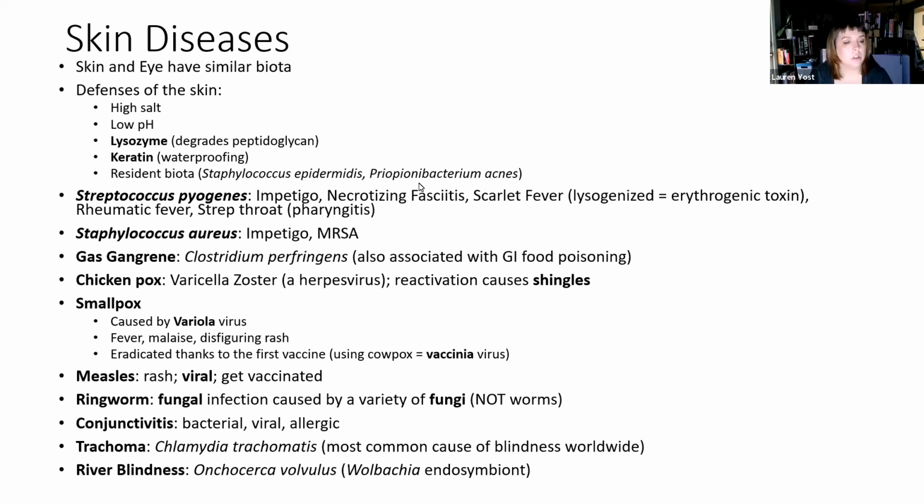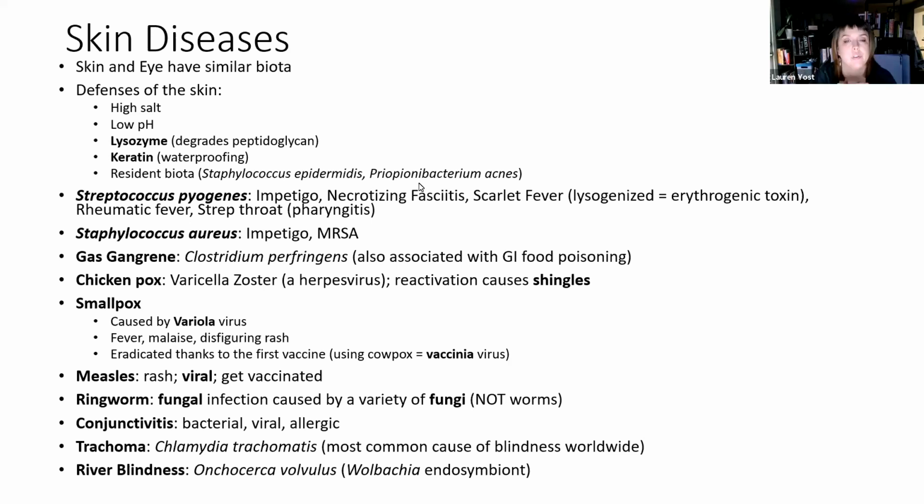Okay, we start off with Streptococcus pyogenes. It can cause impetigo, necrotizing fasciitis, and scarlet fever, as well as rheumatic fever and, of course, strep throat, which we're going to get to in another chapter. Pharyngitis is another word for that. That just means inflammation of the throat, inflammation of the pharynx, which is the throat.